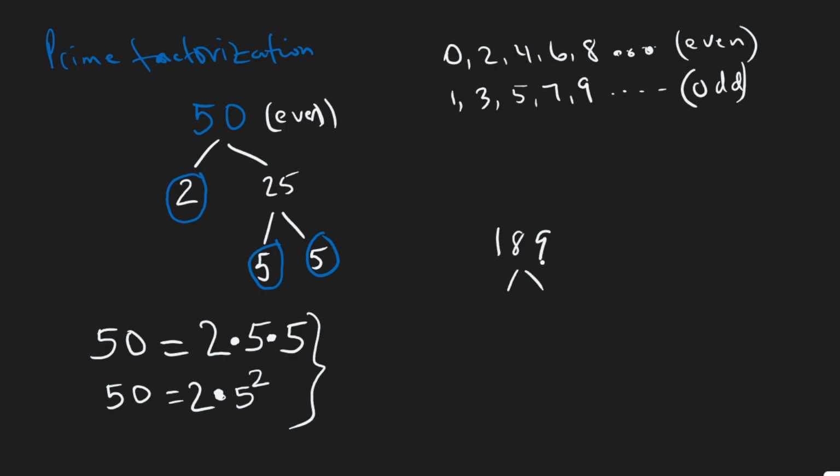In this case, the number ends with the 9. It's odd. We're not going to divide this by 2, because odd numbers are not divisible by 2. So it has to be a 3. How do I know I need to put a 3? Because the number is odd and 3 is my first odd prime number. So I divide this by the first odd prime number. I take my calculator and say 189 divided by 3.